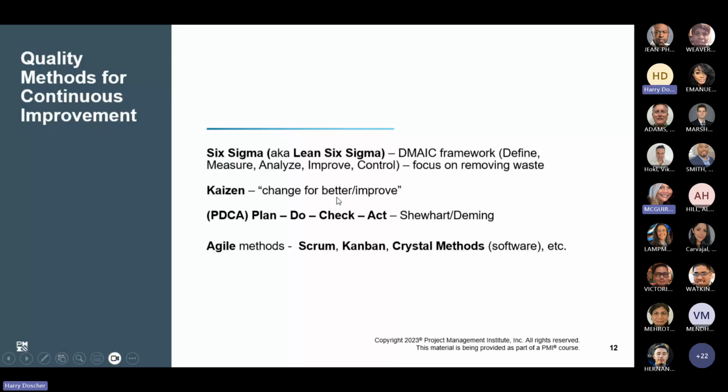Kaizen is change for better improvement. PDCA, you'll see this especially in adaptive efforts: plan, do, check, act, or plan, do, check, adjust. Okay. This is the concept Deming came up with.